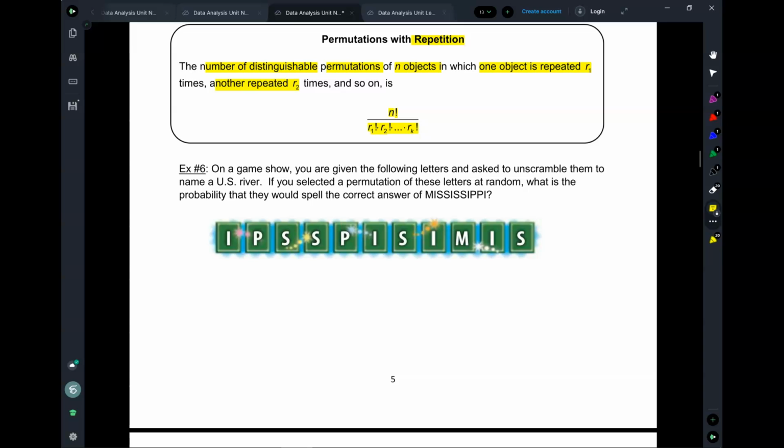Okay, so look at this one. On a game show, you're given the following letters and asked to unscramble them to name a U.S. river. What river do you think? That's the Mississippi River. If you selected a permutation of these at random, what is the probability that would spell the correct answer of Mississippi? So if you put all these tiles in a bag, and you check out 1, 2, 3, 4, what are the chances that it'll spell out Mississippi? Now, if you had this S first or that S first, would it make a difference? No. The I's? No. So the repetitions will not make a difference if you switch them.